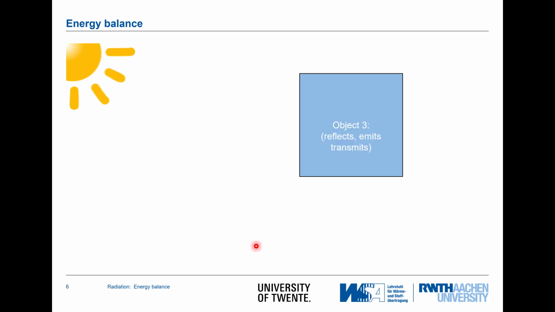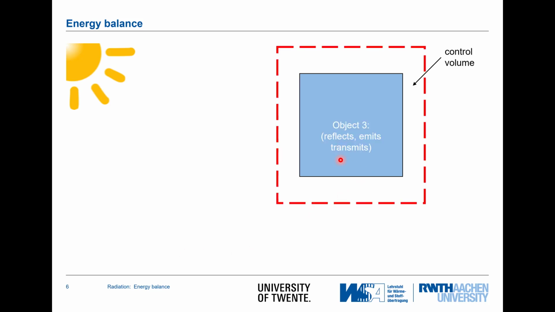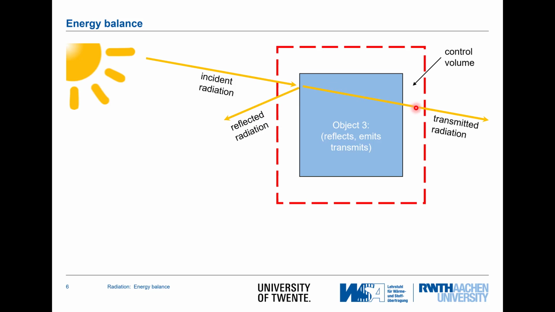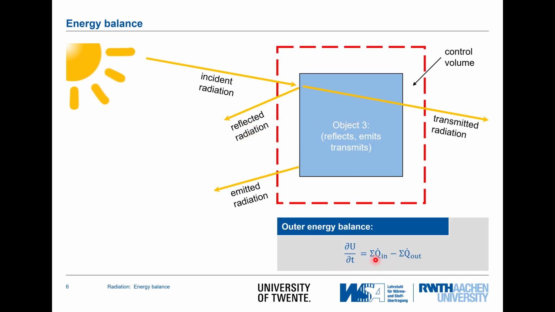Now, what if I also allow transmission? Then I have incident radiation. Part of that is reflected out again. Part of that goes through the object, is transmitted out, and the object emits also. So from all the incident radiation, just the part that's been absorbed is kept in the control volume. Now the balance, the first term, the plus, is again the incident radiation, and the outgoing is the reflected portion, the transmitted portion, and the emitted portion.